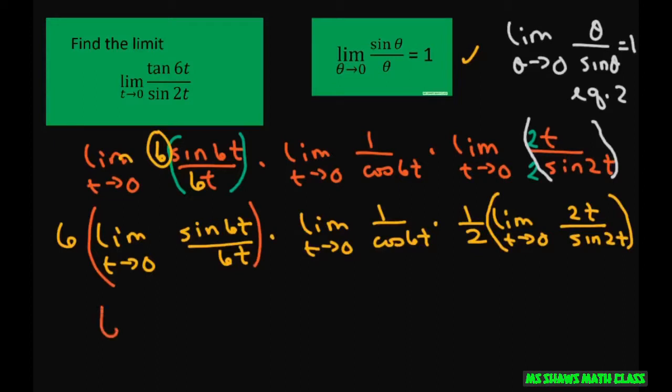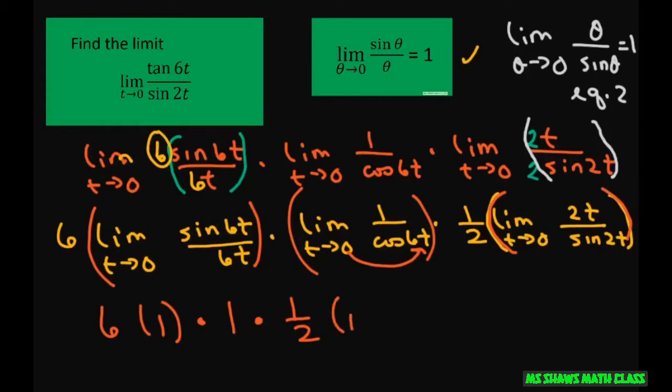So this is going to be 6 times 1 times, now plug in 0 here, and cosine of 0 is 1, so this whole thing equals 1, times 1/2, and by equation 2, this equals 1. So my final answer equals 3. This is going to be 6 times 1/2 basically.